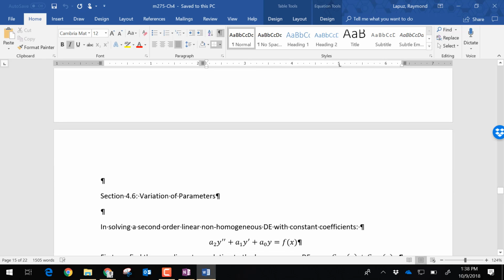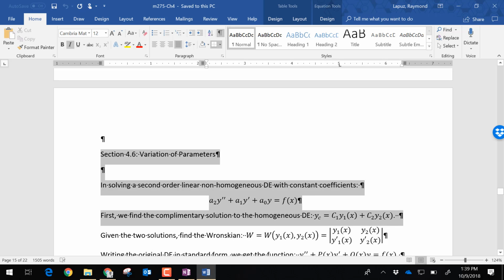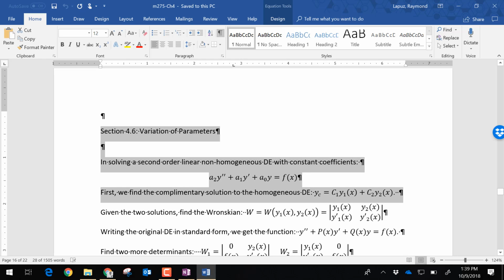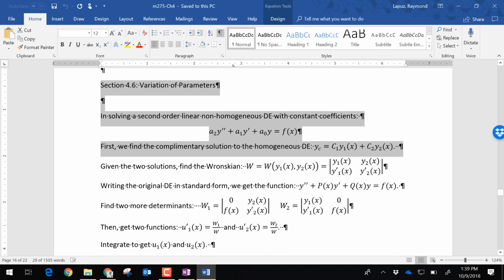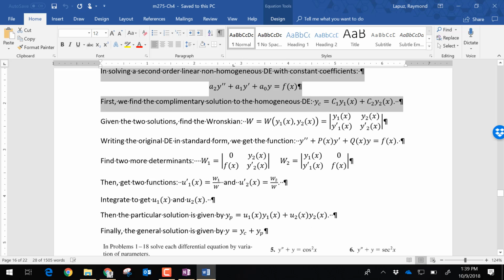For that, we'll use what's called the variation of parameters. So what is a variation of parameters? It's all this stuff over here. So I just copy everything? Might as well.